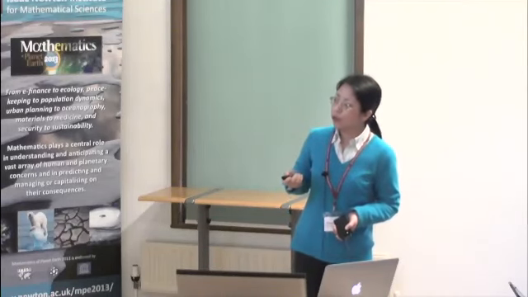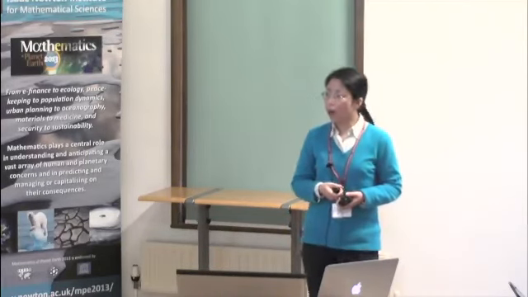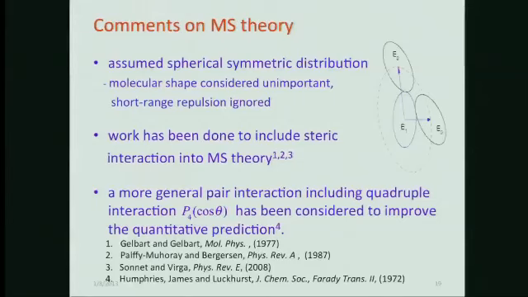Also, relatively recent work by Sonnet and Verga has been done, and I think Sonnet will talk about this tonight. A more general pair interaction, including the quadrupole interaction, which is the P4 term, was considered to improve the quantitative prediction in 1972 by Humphries.